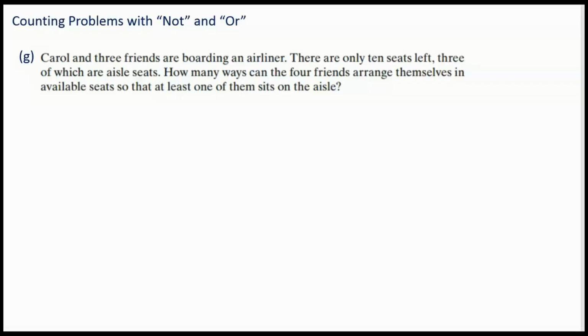Okay, and here's a fun problem. Carol and 3 friends are boarding an airliner. So we got 4 people, right? Carol and 3 friends. So let's make sure we're comfortable with that. This is 4 people. They're boarding an airliner. There are only 10 seats left. 3 of these seats are aisle seats. How many ways can the 4 friends arrange themselves in available seats so at least one of them sits on the aisle? Again, I warned you about this at least thing.